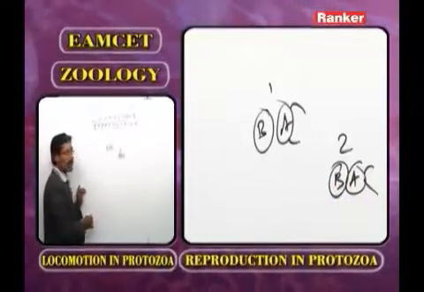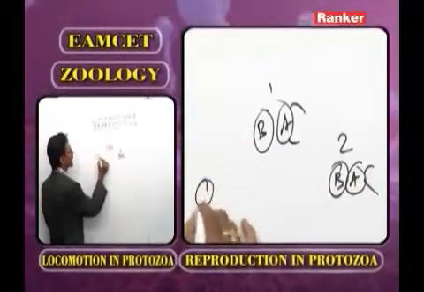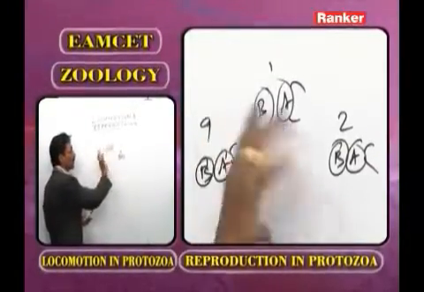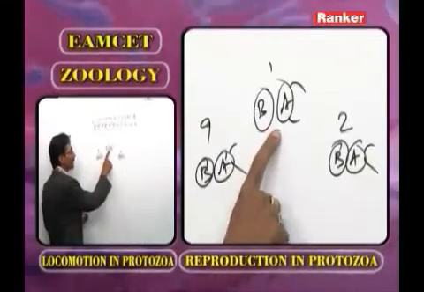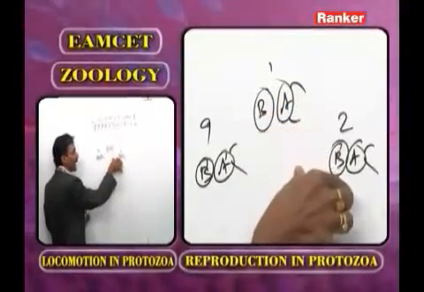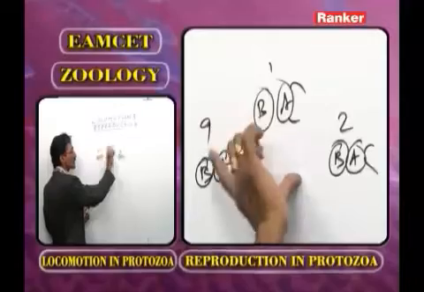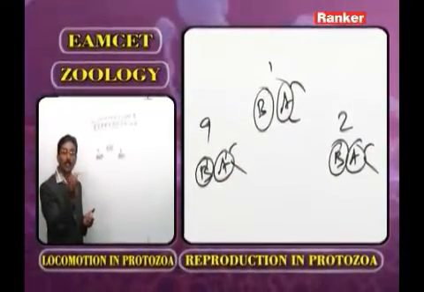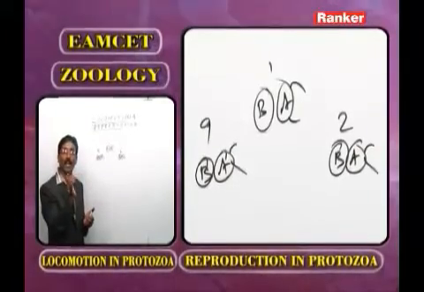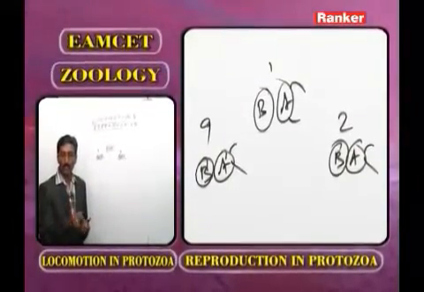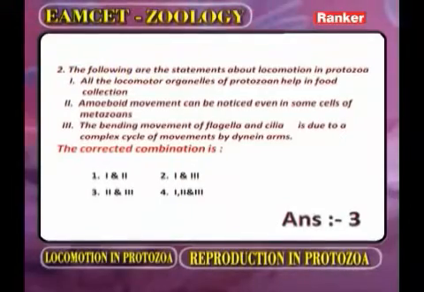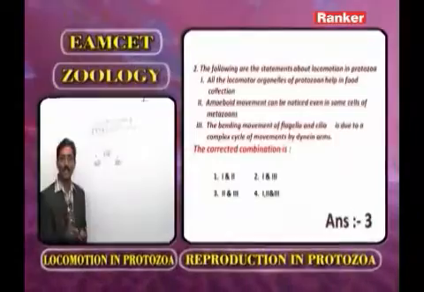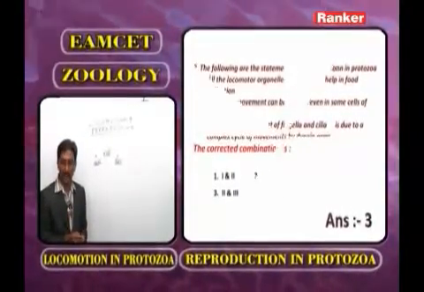How many dyneins? 2 dyneins. Now, as we observe, this is the 9th doublet. It has A and B and dyneins. During the bending movement, this doublet with the help of dyneins attaches to the neighboring doublet and pulls the doublet. So during the bending movement, the dyneins rotate in a cyclic manner oppositely. So now the bending movement of flagellum and cilium is due to complex cyclical movements by the dyneins. So the second and the third options are correct. Now go for the next question.